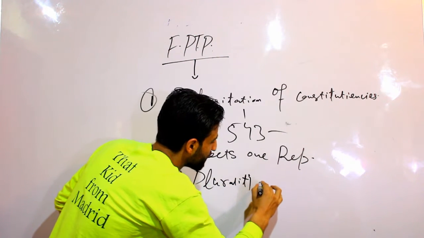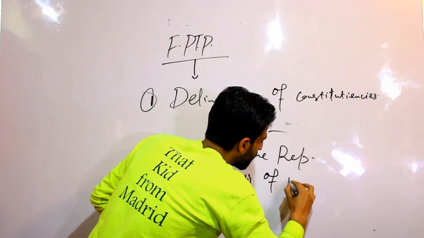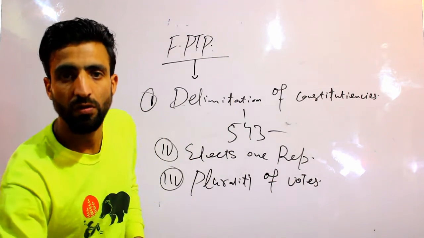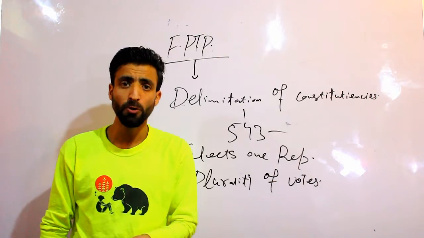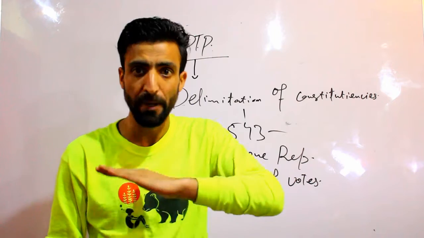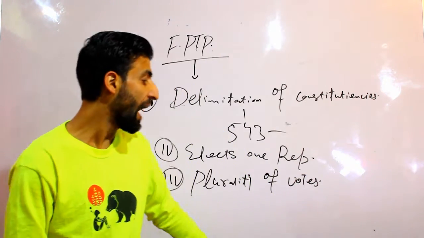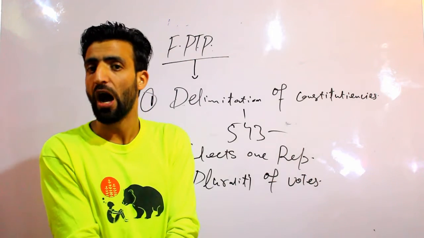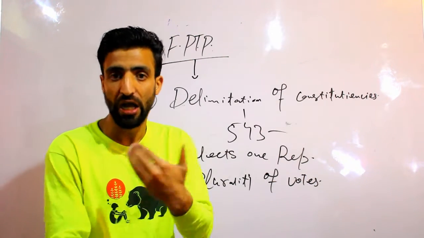Plurality of votes. When I say majority of votes, that means a person who has to win has to cross 50% of the votes. But यहाँ पे I am saying plurality of votes. Plurality of votes means highest number of votes among the competing candidates.